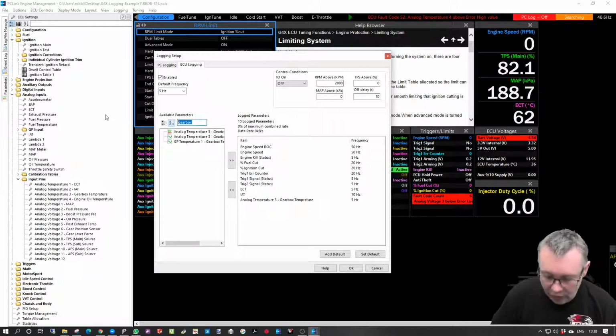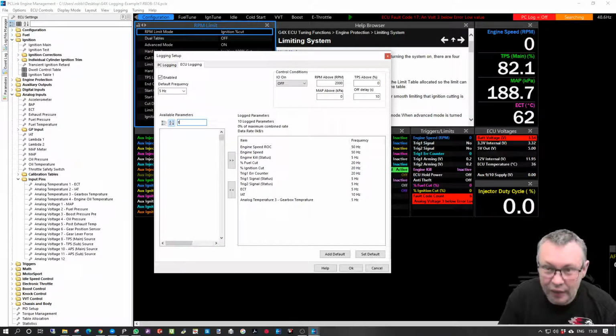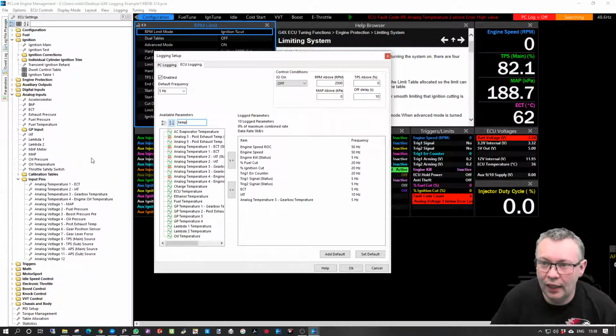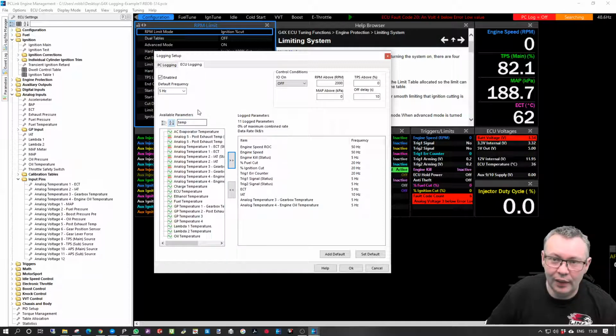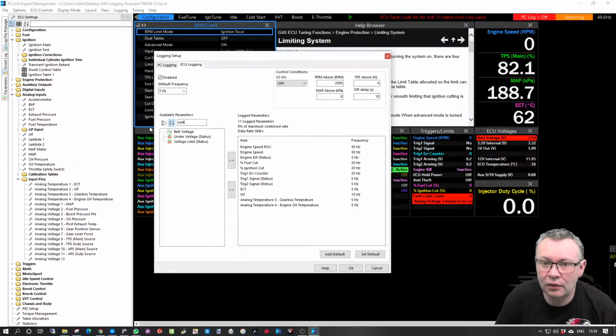And engine oil temperature. So we can search for analog voltage 4 or temperature 4. So we could go temp, and then we can see analog voltage or analog temperature 4 is engine oil temperature. You know, there's many ways to find the parameters. Like for the voltage ones, we could actually go VOLT. No, not going to do what I wanted it to do.